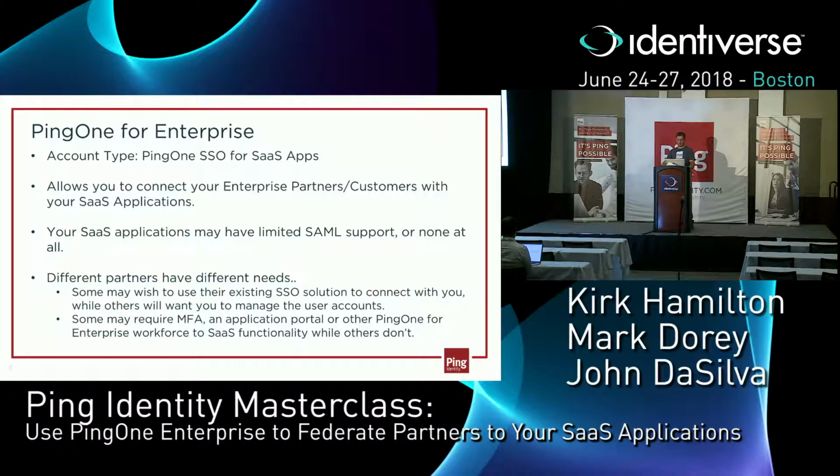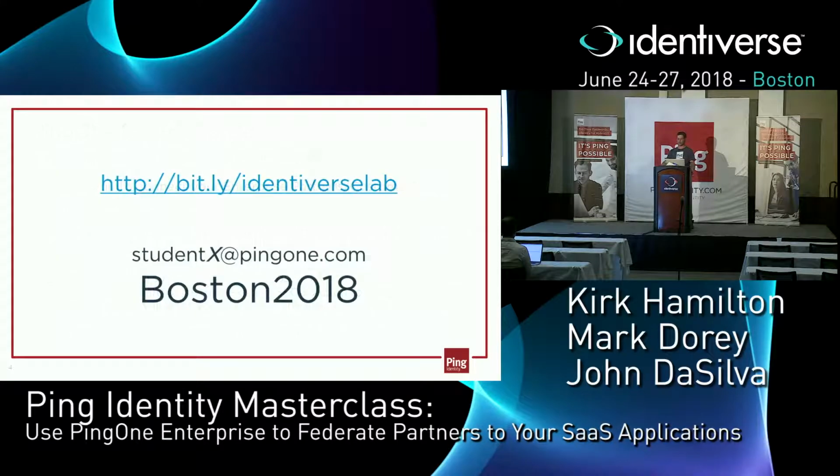So we'll get right into it. If you go to the link on the screen here, the usernames that we've pre-configured for you are all in the format studentX, and you'll replace X with the number on your sheet. And the password for the account is going to be Boston2018, as you see there. Obviously not a production grade password, but it's easy for you to type in if you're following along.